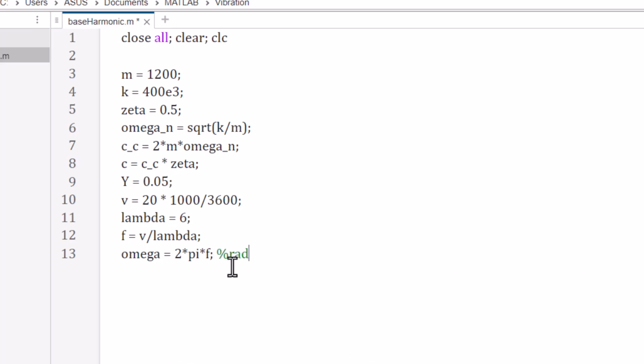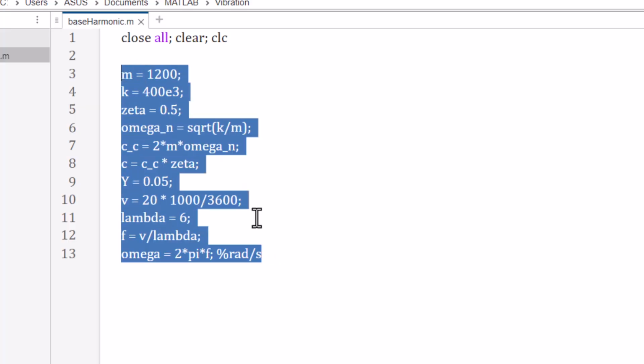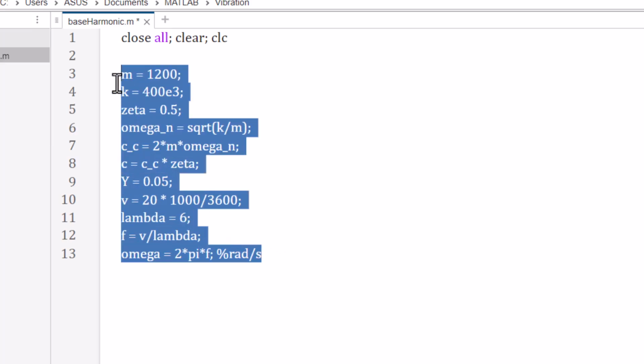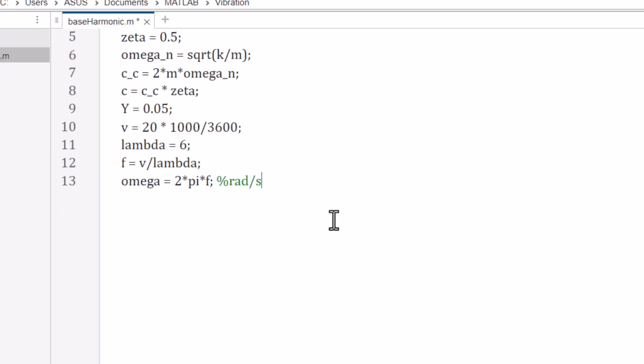It is in radians per second. So if I run it so far, everything is so good. Now, I don't expect to find an analytical solution using the solve command for this equation. You can try it yourself. So I'm going to go for ODE45.